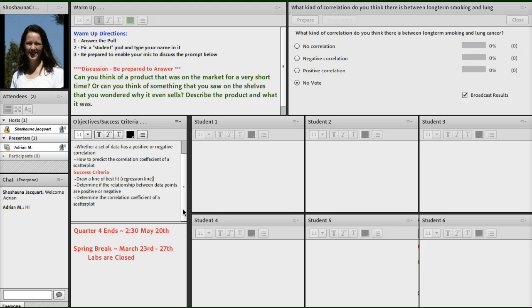Okay, so to begin with, let's answer our poll. I'm only looking for one answer on this one, so it's going to have to be Adrian. Go ahead and answer the poll. What kind of correlation do you think there is between long-term smoking and lung cancer? Then we'll talk about what we mean by that in a little while. If you don't know what that means, that's okay.